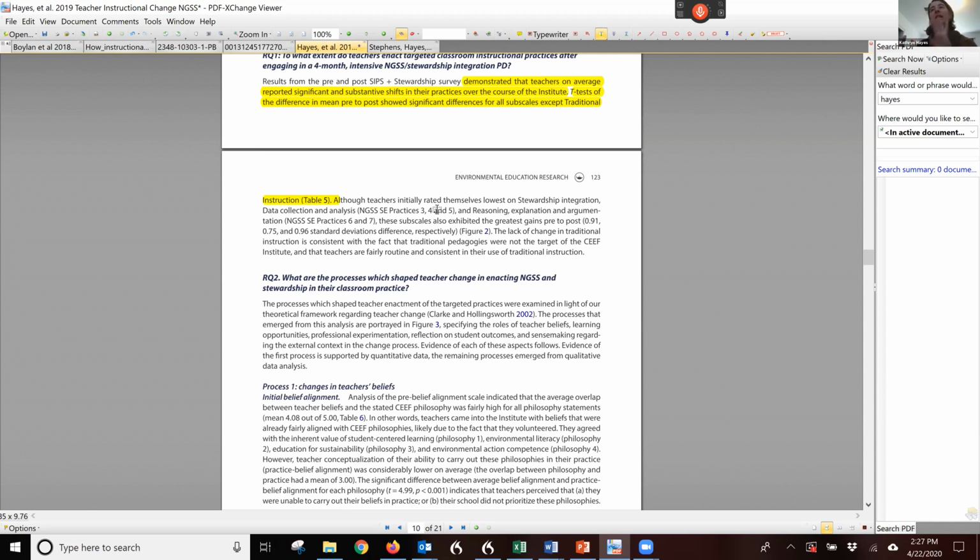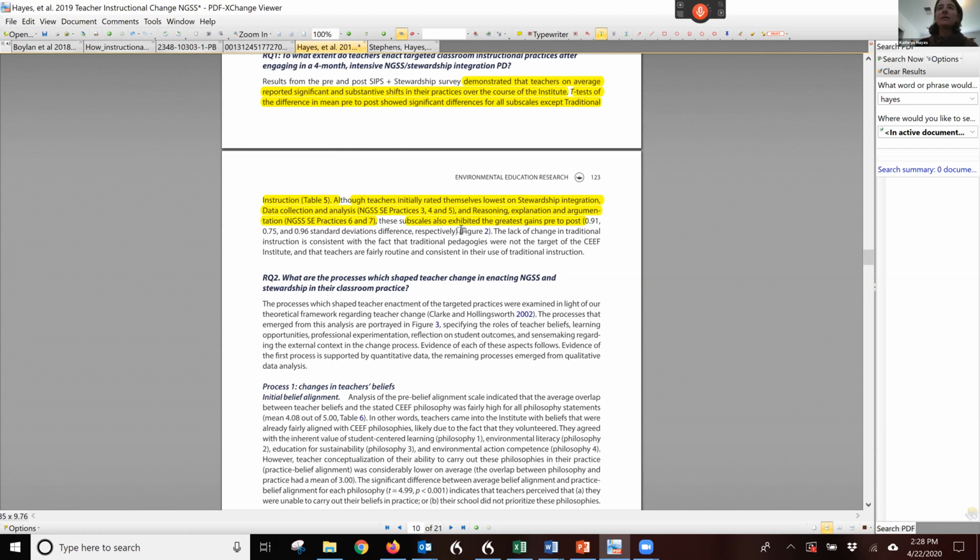So notice that it's in the table, but I don't just let the table speak for itself. I also summarize the table in the text. I say, although teachers initially rated themselves lowest, so now I unpack a few things that I think are important. This is where the interpretation comes in. Although teachers initially rated themselves lowest on stewardship integration, data collection and analysis, and reasoning, explanation, argumentation, so those are 3 constructs. These subscales also exhibited the greatest gains, all right? So I'm telling folks, I want you to notice that these areas both started low and exhibited great gains.